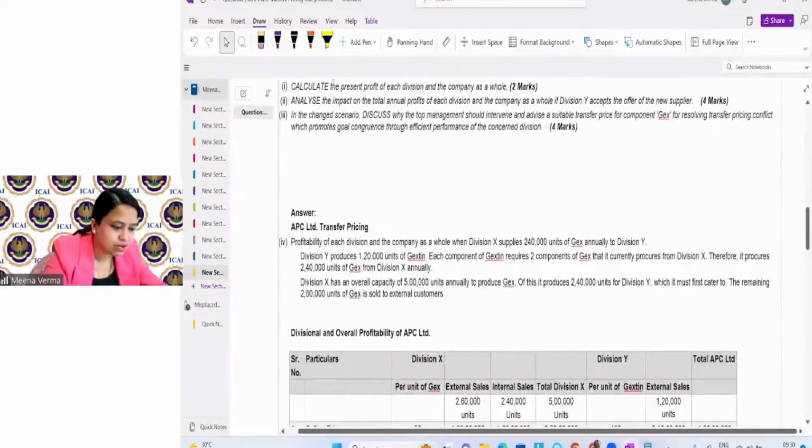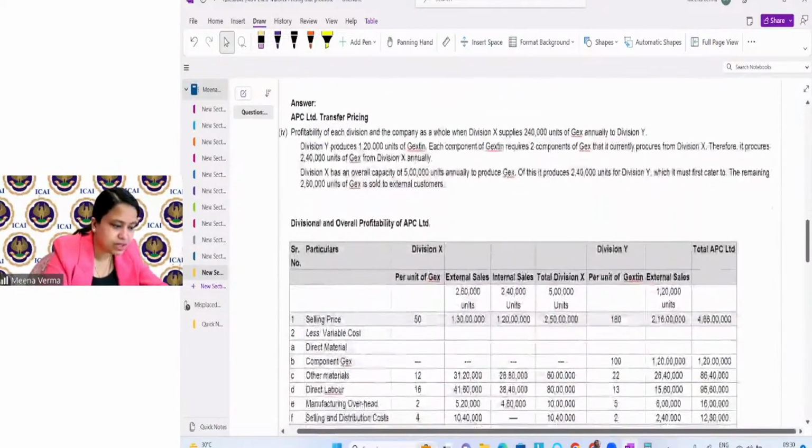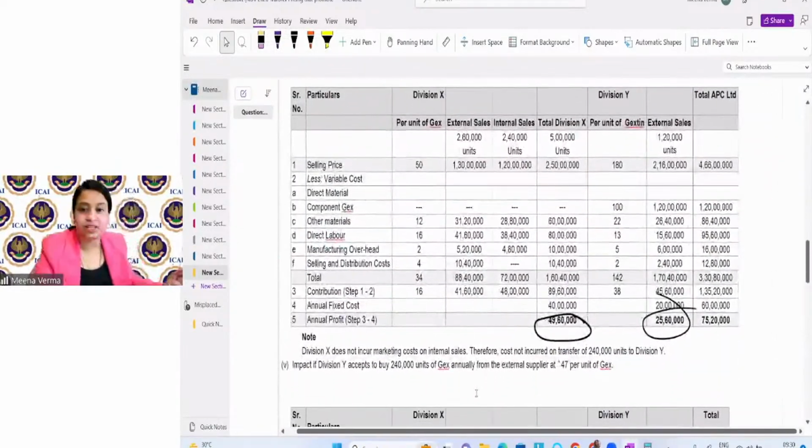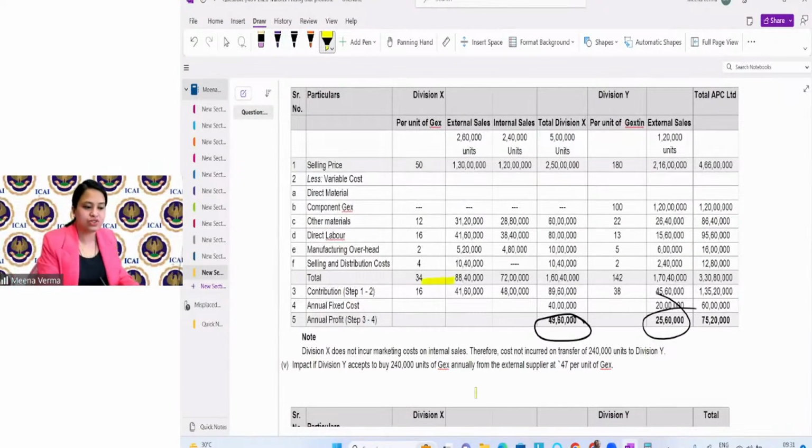So you can see here also, when they have solved it, they have considered it separately. They are not just considering the contribution directly. They have shown you the complete calculation here. So you cannot do it directly. That's not the right way of solving the question. That will give you a wrong answer.